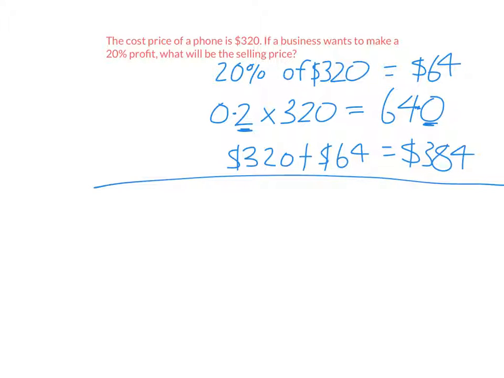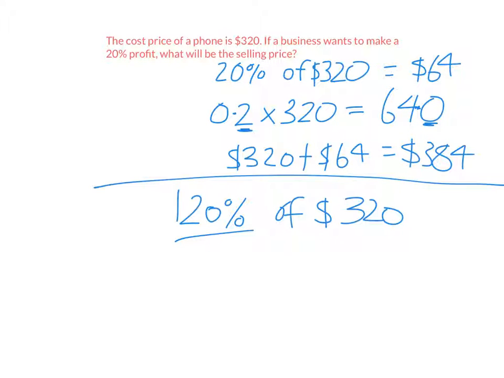The other way to do it, if you want to increase something by 20%, that's the same as finding 120% of the original price. The business wants to sell the phone for 120% of the cost price. So I can find 120% of 320. Now, I don't want you to think that because this is over 100% that we do it any different. We do it the same way. You convert it to a fraction or a decimal, and then you multiply.